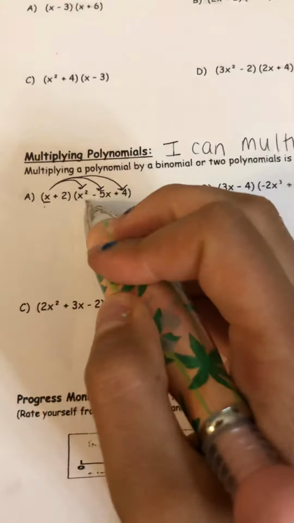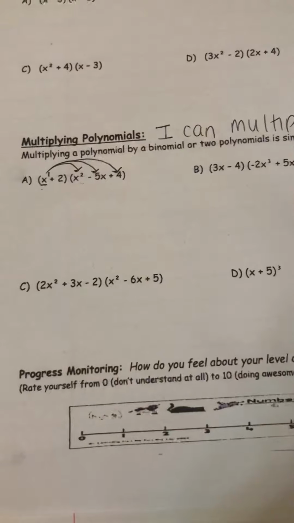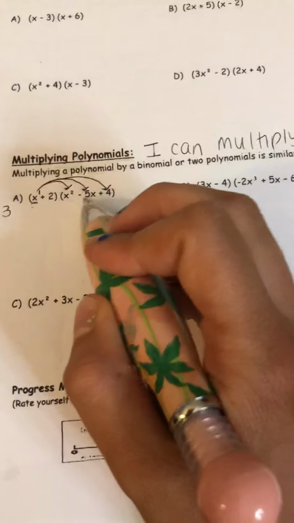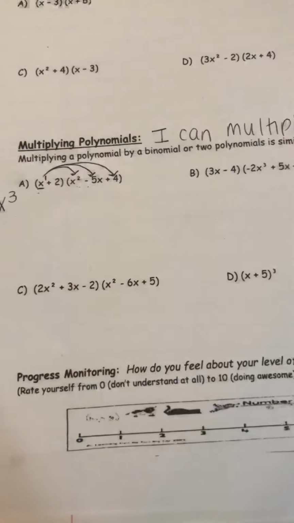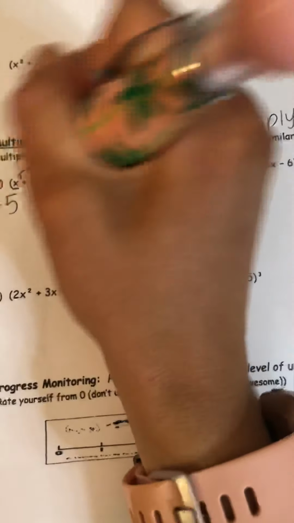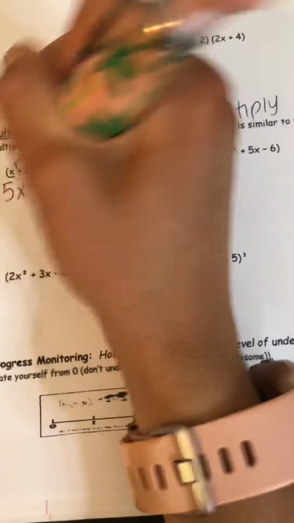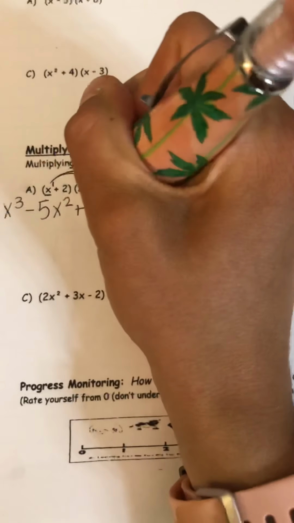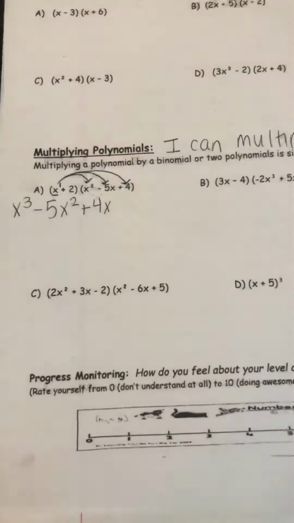So I have x times x squared. Remember, this is really x to the first power. So x to the first power times x squared is going to give me x to the third power. Now that x times negative 5x, remember that negative sign is very important. That is going to give me negative 5, and then x times x is x squared. So x times negative 5x is negative 5x squared. And then x times 4 is going to give me positive 4x.